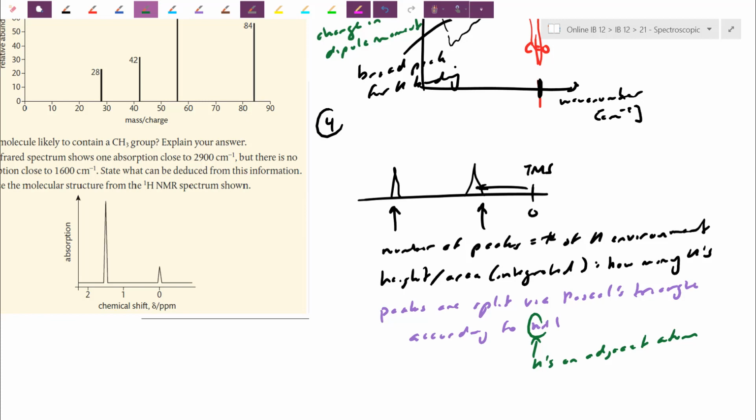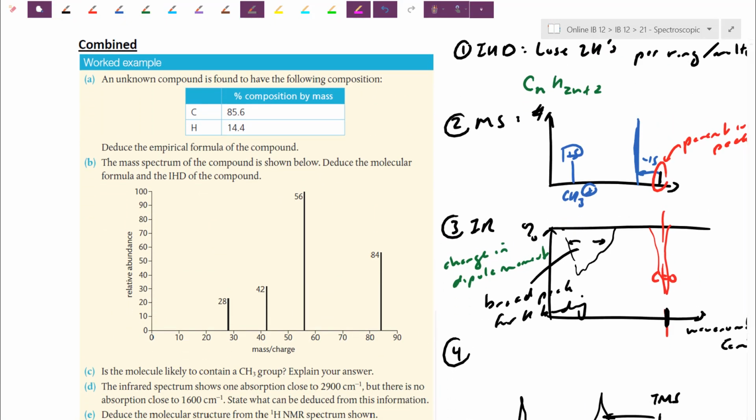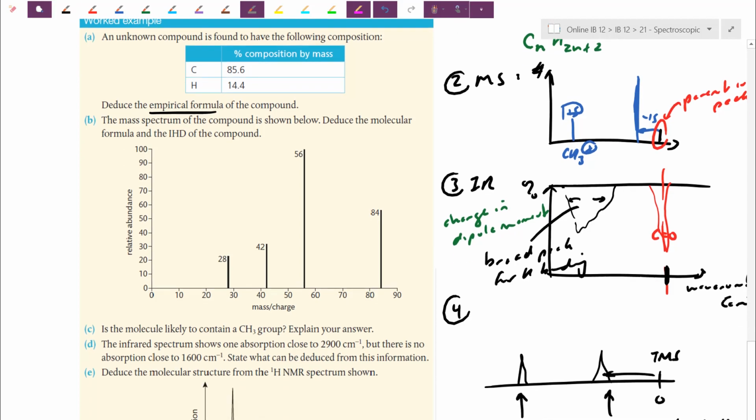So now all these techniques work together in this last problem that we're going to work through. We have an unknown compound. It's found to have a percent composition of 85.6, 14.4. They're first asking us for the empirical formula, right? That gives me some information.